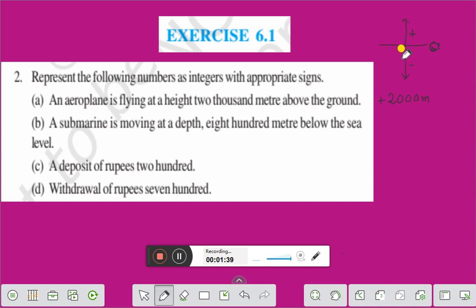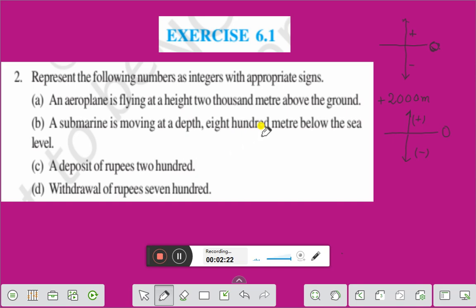Now question number B. A submarine is moving at a depth 800 meter below sea level. Now suppose this is the sea level. If we take sea level as 0, and above sea level as positive and below sea level as negative, above sea level it is positive and below sea level it is negative. That means a submarine is moving at a depth 800 meter below the sea level.